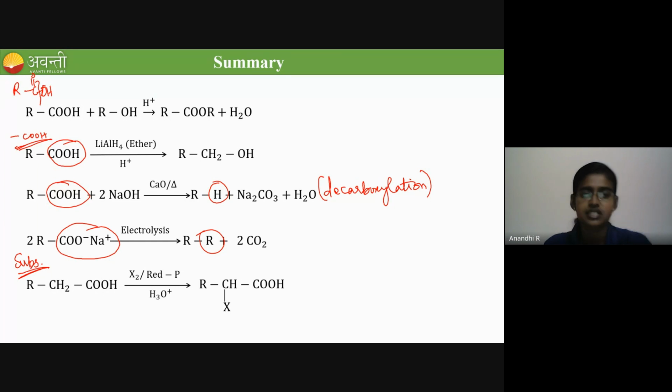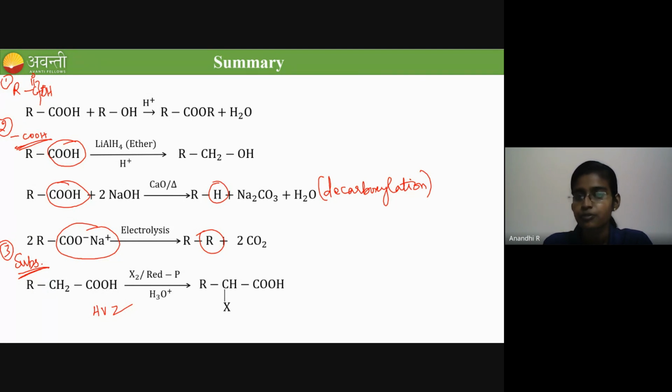HVZ reaction is the name of this reaction. Good. So this is HVZ under the substitution. So these three are the topics which we have discussed, and these are the very important reactions under each title. Okay. So students, if you are having any doubts in this lesson, just study the lesson again and again. The aldehydes, ketones and carboxylic acids lesson is very, very important. A little bit big, but all the reactions are very easy. Conceptual understanding is very important.